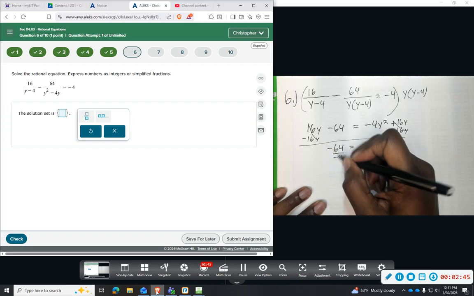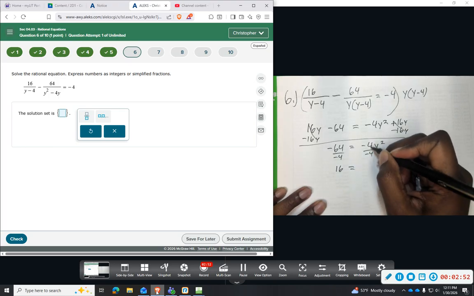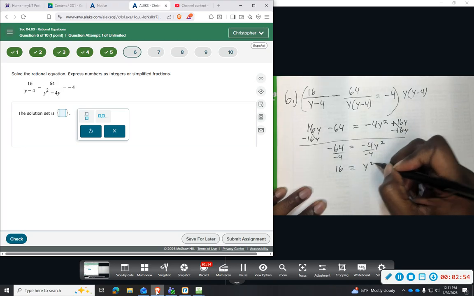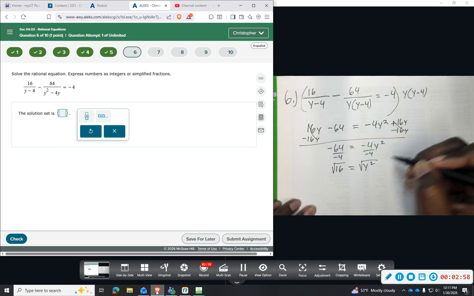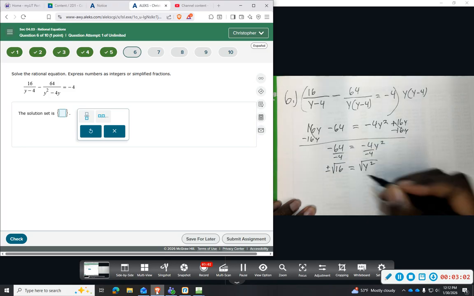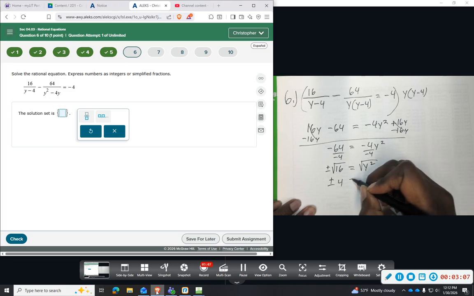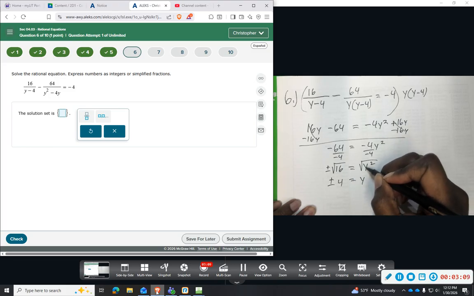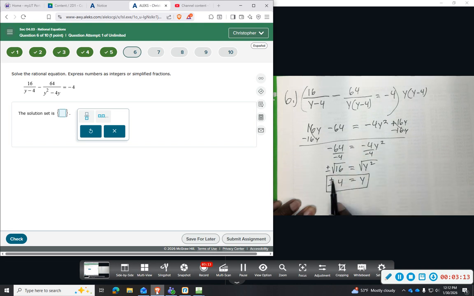Doing so, negative divided by negative is a positive. 64 divided by 4 is 16, and it's going to equal y squared. And then from here we can take the square root of both sides. When you take the square root of a number, you have to consider positive or negative. And so we'll get a positive or negative 4 equals y, because square root cancels out square. So we get two possible answers, positive 4 and negative 4.